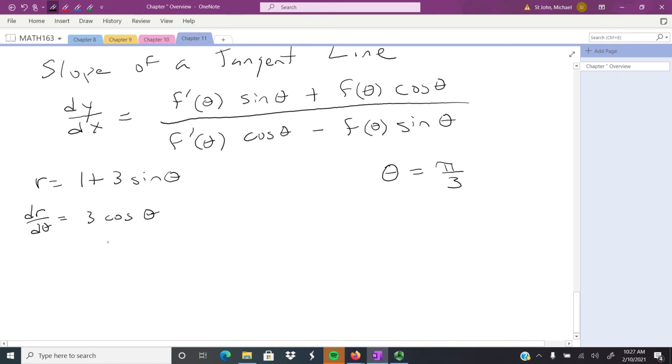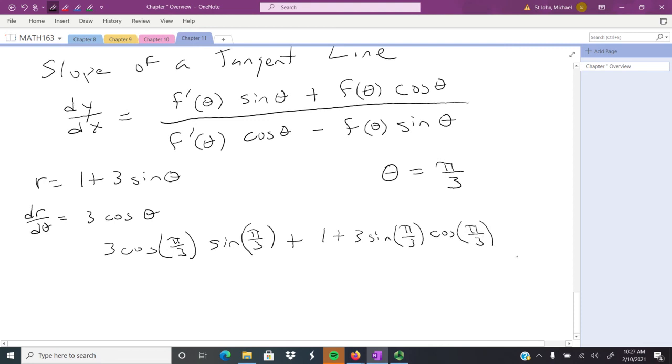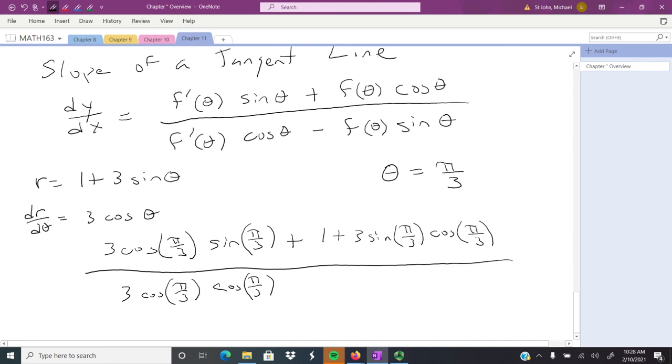So this means we're going to have 3 cosine pi over 3 times sine pi over 3, plus 1 plus 3 sine pi over 3 times cosine pi over 3, over 3 cosine pi over 3 times cosine pi over 3, minus 1 plus 3 sine pi over 3 times sine pi over 3.